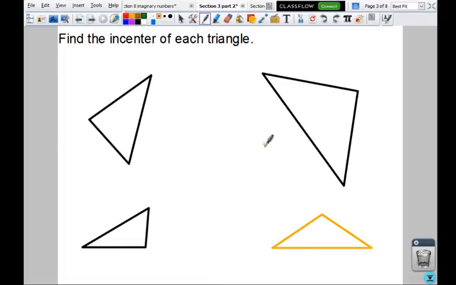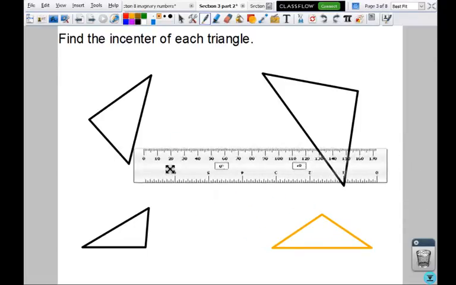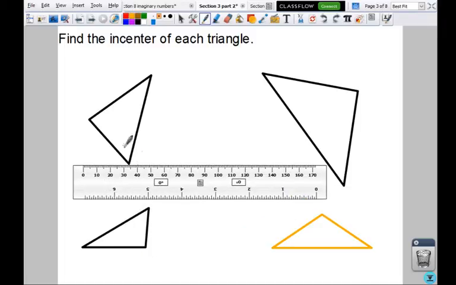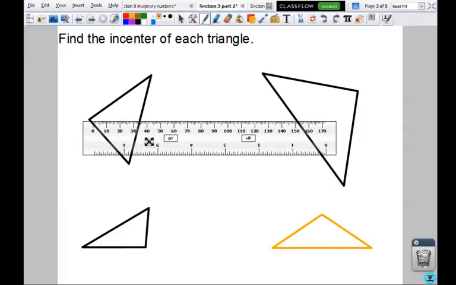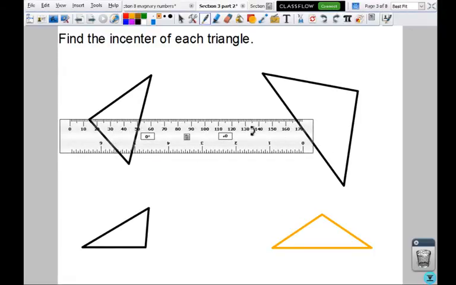So what I'm going to have you guys do is take your ruler. Okay, so we need to draw some angle bisectors to make our incenter. I'm going to go to a corner, put my ruler right in the corner, and rotate it and try to cut that corner in half. Normally we would use a compass and measure it and then cut it in half, but we don't have those. We don't have enough protractors.